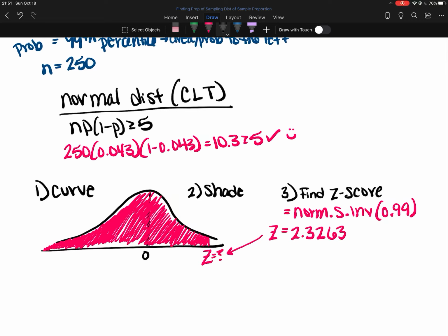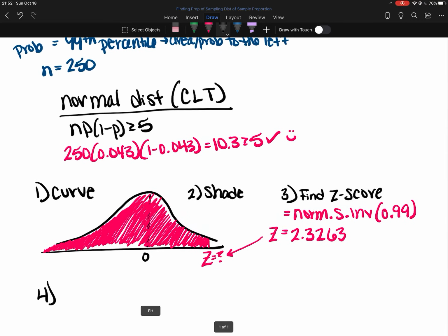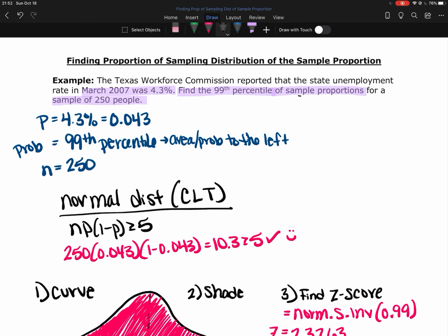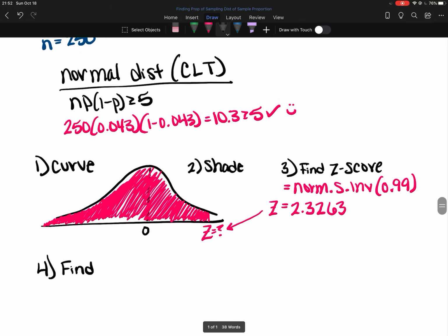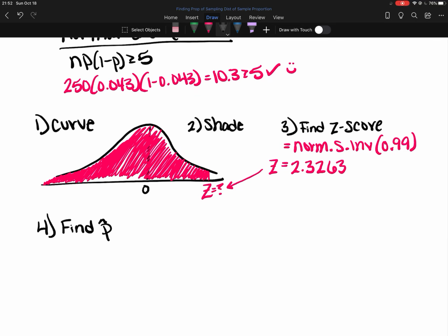So far in this 4-step process, this is no different than when we were looking at an individual data value, and no different than when we were looking at the sampling distribution for the mean. The place where it differs, where we have to pay attention to whether we have an individual data value, a mean, or a proportion, is when we get to step 4. Now we're looking for the proportion that falls in the 99th percentile. So we're going to find p hat. The formula for that was back in the first video from this section.